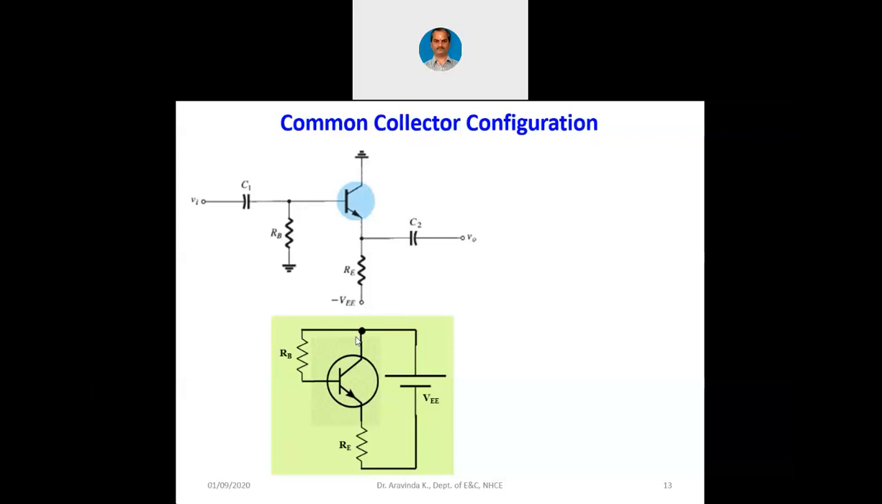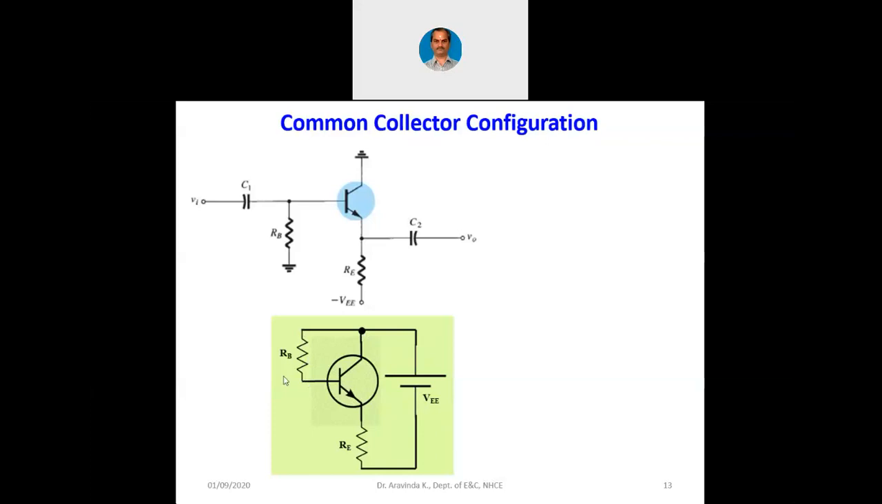Now this is common collector configuration. Let me elaborate this term once again. When AC comes at the base and AC is coming out of the emitter, input is at the base, output is at the emitter. Now what happens to the collector? At the collector, you visualize AC going all the way to the collector, and the collector is directly connected to the battery power supply.